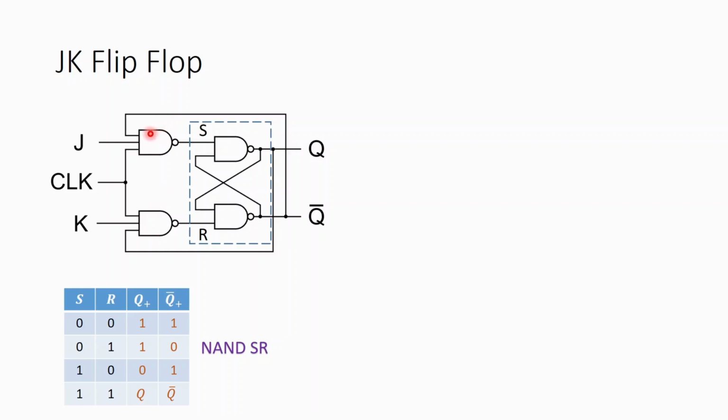And you see additional inputs to these NAND gates. Which are the additional inputs? The clock input, and the outputs are fed back. The Q bar output is fed back to the J NAND, and the Q output is fed back to the K NAND gate. This is the JK flip-flop.